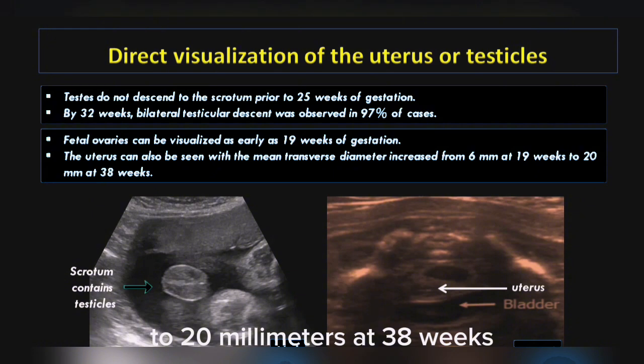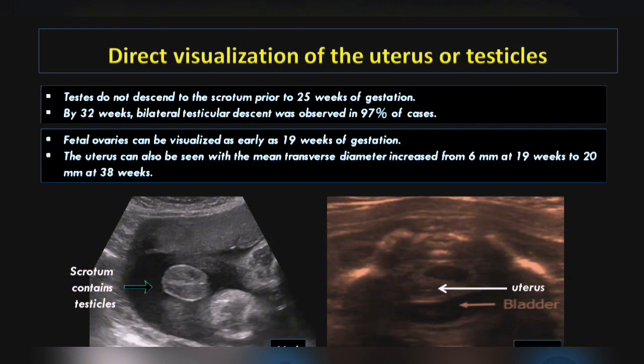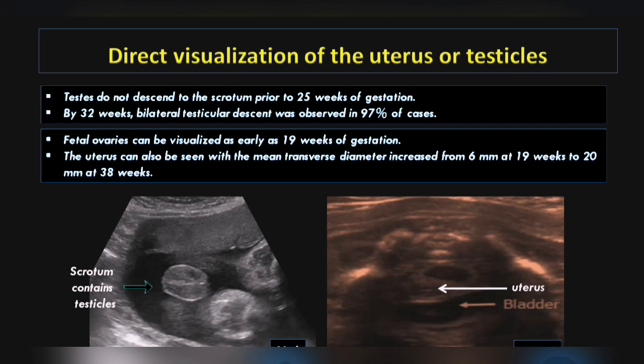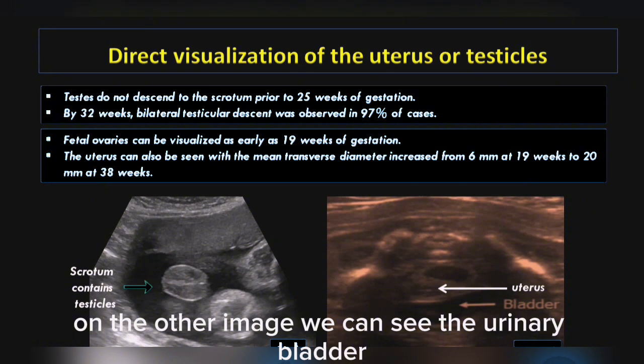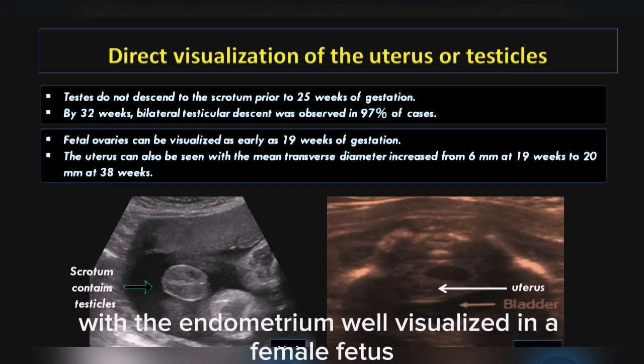On the image on the right side of the screen, we can see 2 testicles fully descended in this term male fetus. On the other image, we can see the urinary bladder, and the uterus is seen anterior to the rectum, with the endometrium well visualized in a female fetus.